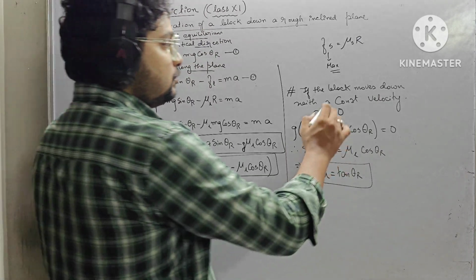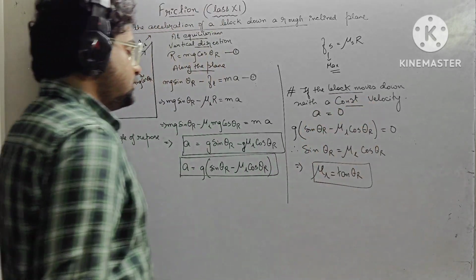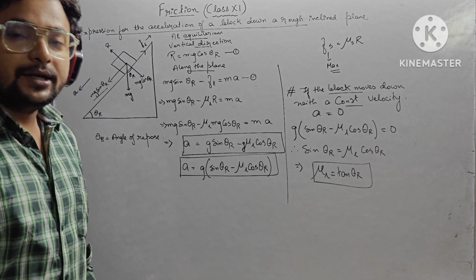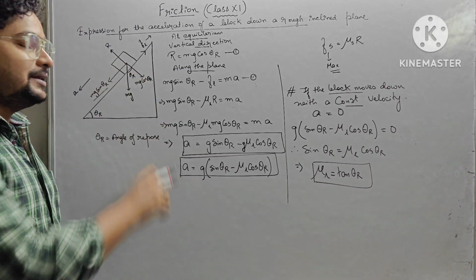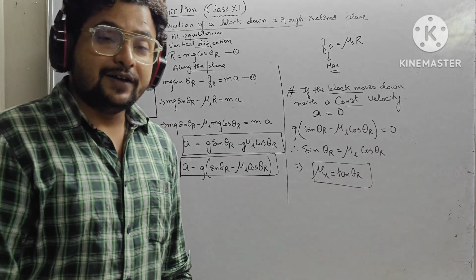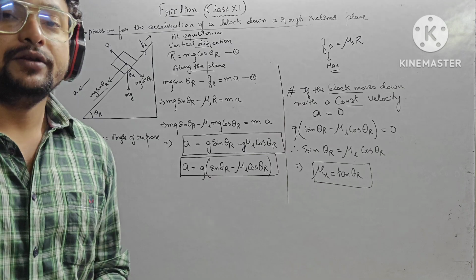So if the block moves down with a constant velocity, this is how we can calculate the acceleration of a block down an inclined plane which is rough, that means which has a particular friction on it.